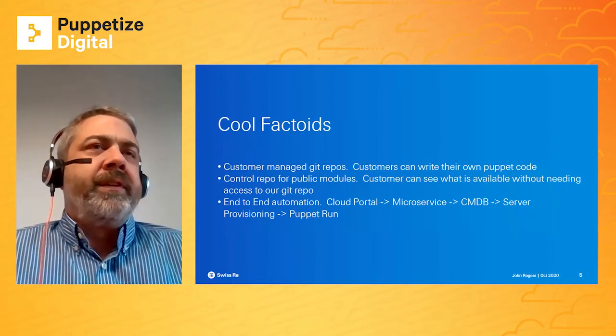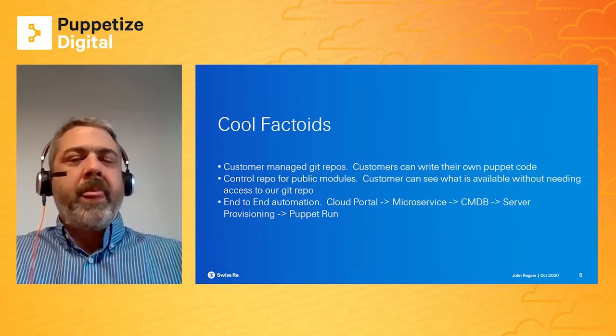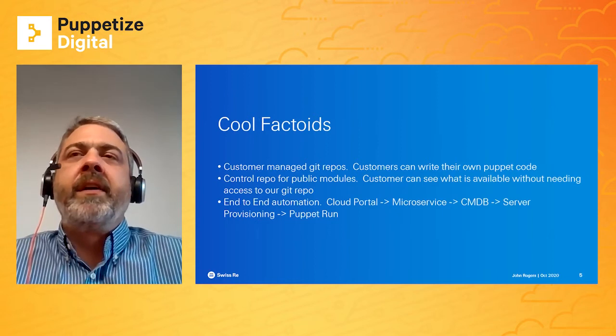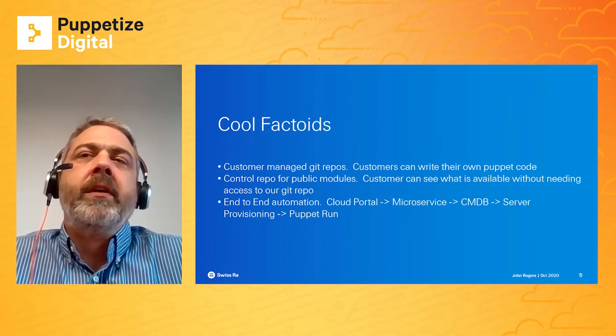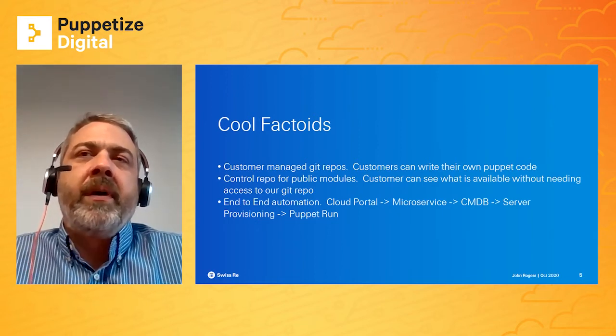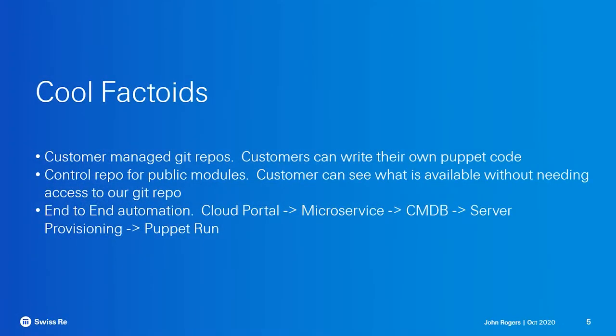Just a few different things that we do at SwissRe. We allow some of our customers to write their own Puppet code, so we integrate their Git repositories into our Puppet master. We have scripts that check every few minutes to see if they've created tags and want to release code. They can manage their own Hiera data and their own Puppet manifests. We have a couple of customers who do this on a regular basis.